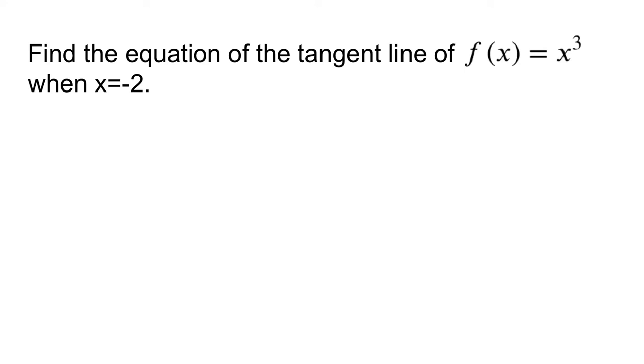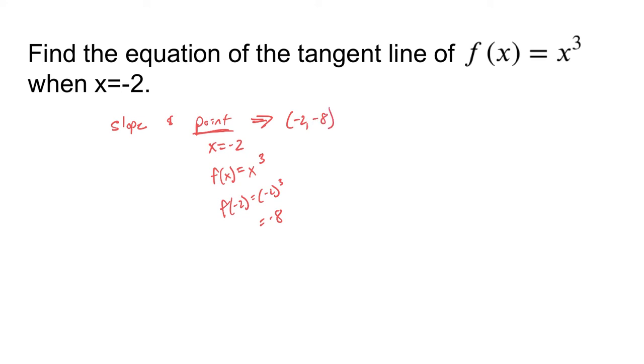So the first thing we need to do to find the equation of a line, when we're finding any equation of a line, is we need a slope and a point. Okay, well, let's handle the point part first. We know that x is equal to -2. So the coordinate pair: I'm going to take that -2, plug it into my equation, and that'll give me -8. So the point that I have is going to be (-2, -8).